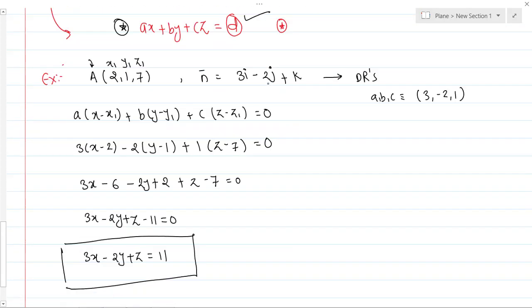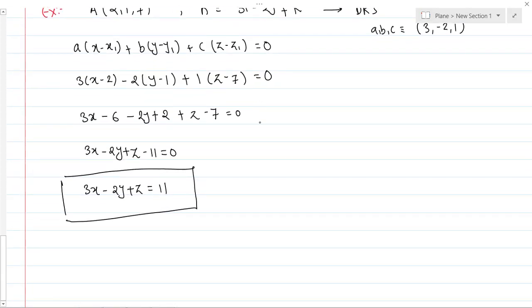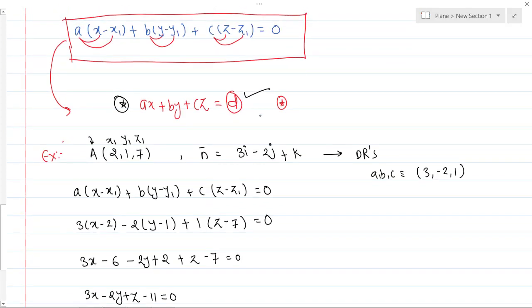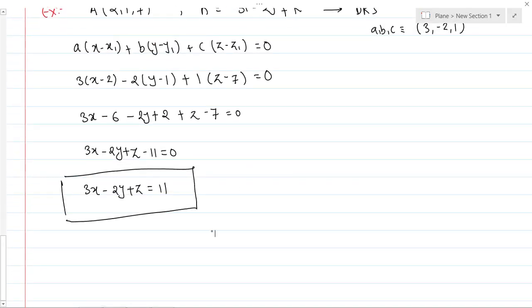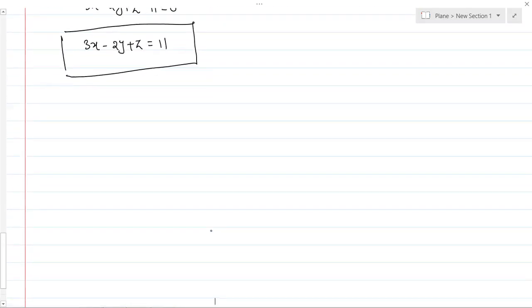In our case, this is nothing but 11. Okay, perfect. So these are the two standard equations of the plane which we get in this section. Let me write those two standard equations here. Whenever the plane is passing through point A and it is perpendicular to n bar, then the vector equation is nothing but r bar dot n bar equals a bar dot n bar.